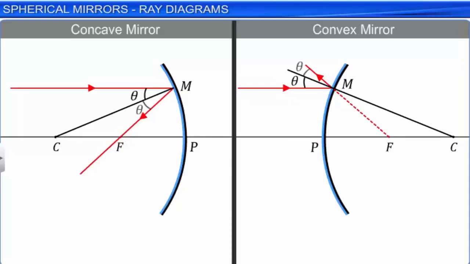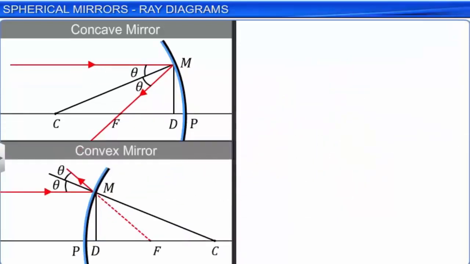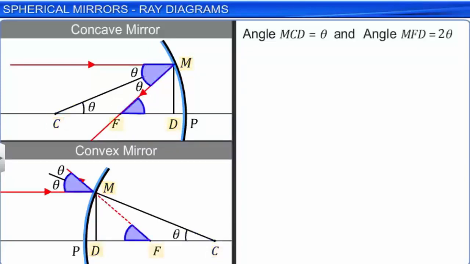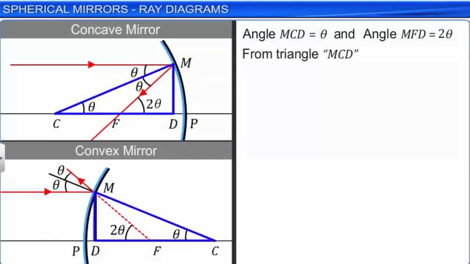Let MD be the perpendicular to the principal axis through M. Using basic laws of geometry, we can write that angle MCD is equal to theta and the angle MFD is equal to 2 theta. From the triangle MCD, tan theta is equal to MD by CD. Let this be equation 1. And from the triangle MFD, tan 2 theta is equal to MD by FD. Let this be equation 2.